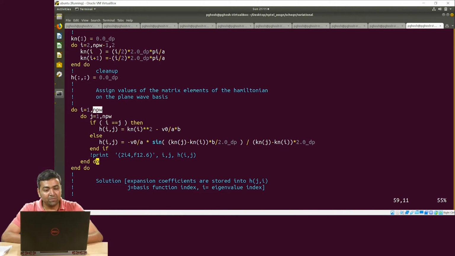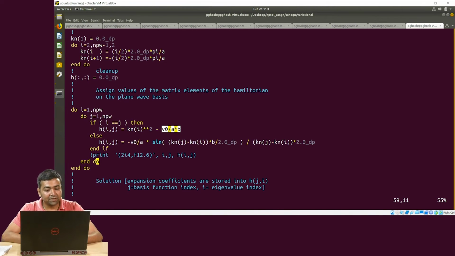Now, if you remember, we had two parts in our Hamiltonian, the kinetic energy part and the potential energy part. As we saw in the lectures, the matrix corresponding to the kinetic energy is always a diagonal matrix, and the matrix corresponding to the potential energy can have both diagonal and off-diagonal terms. While the off-diagonal terms are independent of the value of k, the diagonal terms are dependent on the value of k.